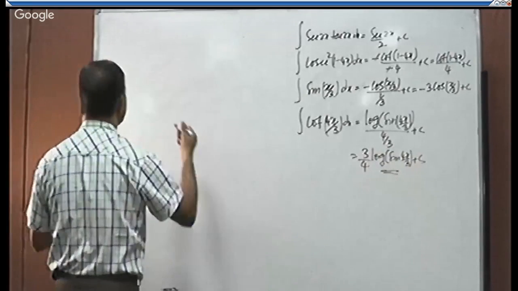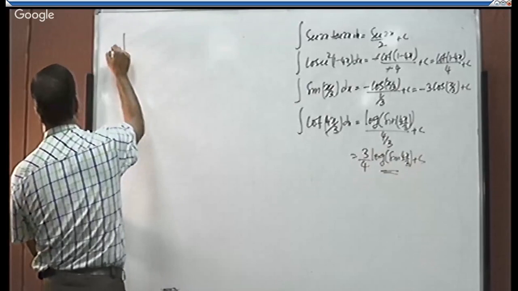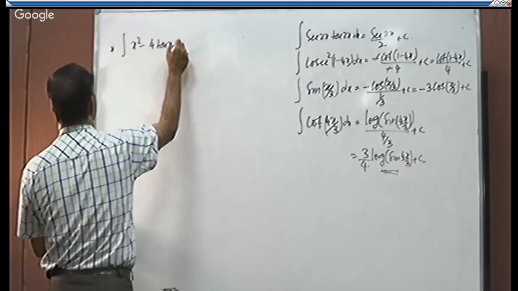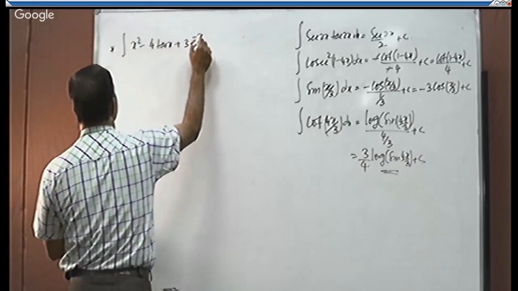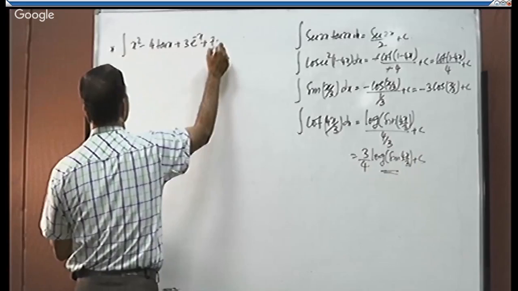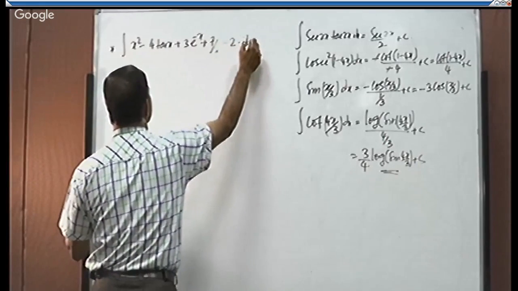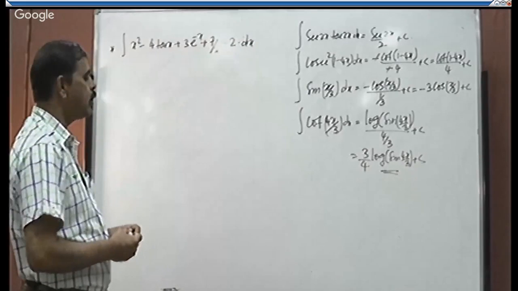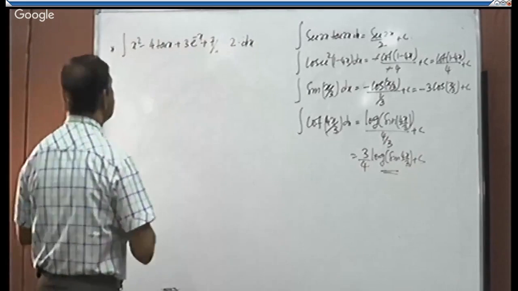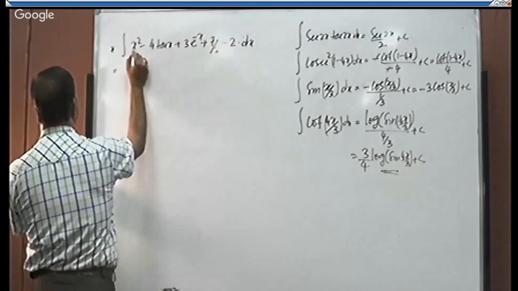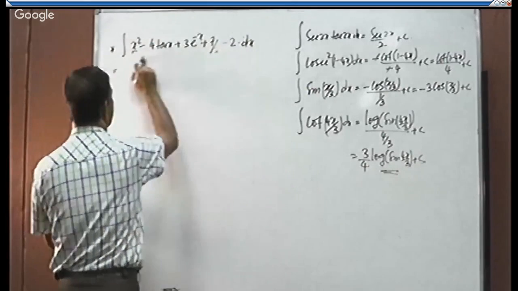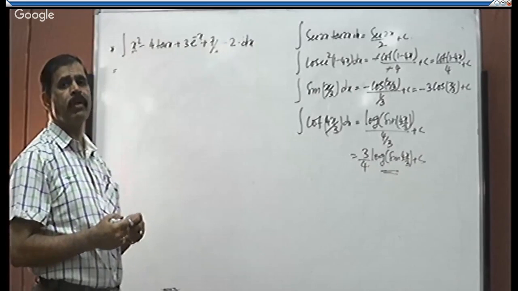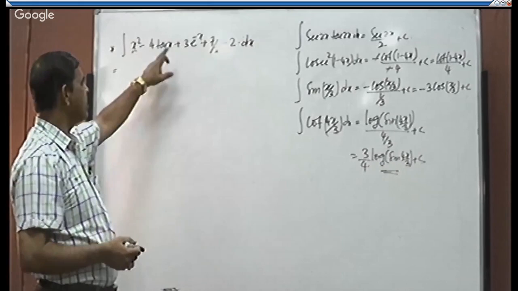The problem may be of this type. Integrate the following: x square minus 4 tan x plus 3 e to the power of minus x plus 7 by x minus 2 into dx. Sometimes this type of question will always be there in the exam, right? So how to integrate? Looking at the whole problem, it appears as a sum or difference rule. Plus or minus will be there.